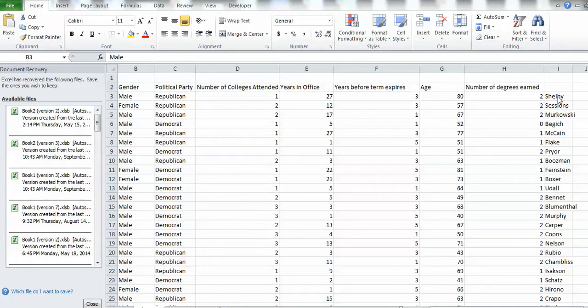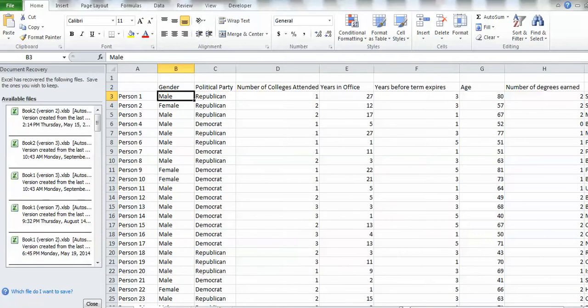Don't worry about this column over here. This is just a column in which I'm keeping track of people's names. Let's see what we have over here. I think we have one other column besides gender. No, these are just the person ID numbers.